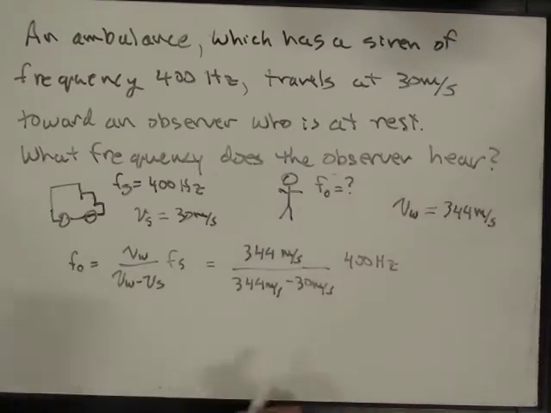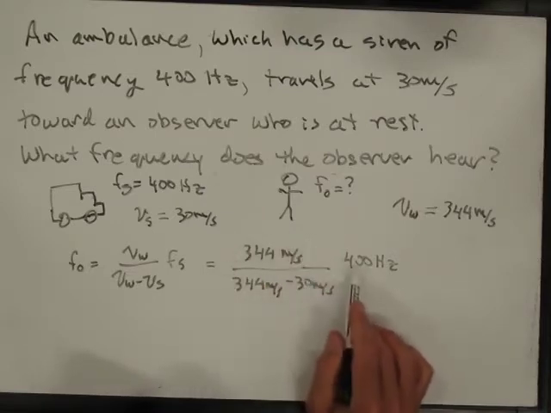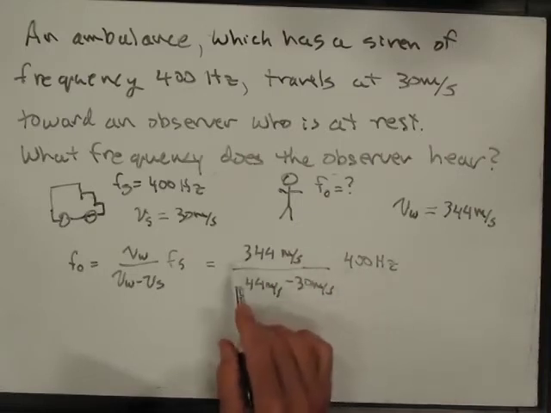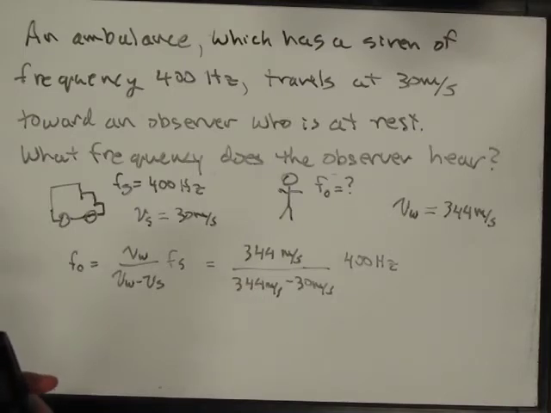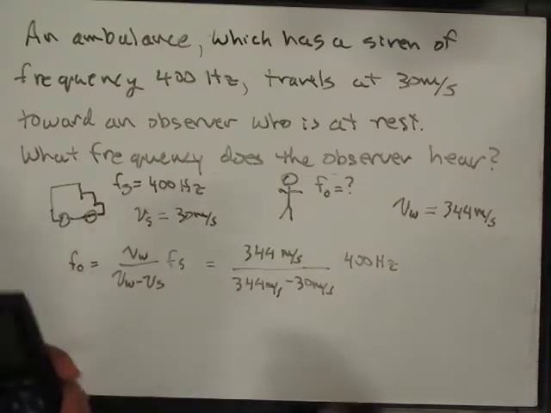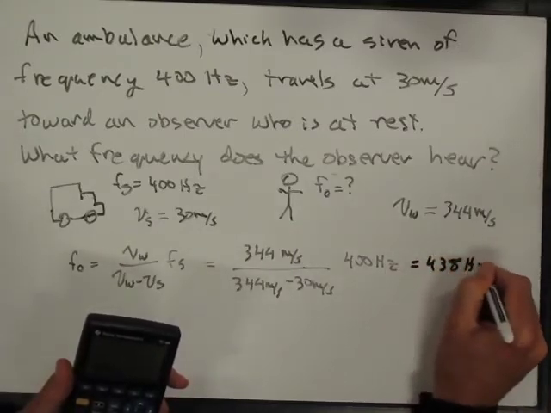So I can right away say that the formula looks good because this number is going to be a little bit greater than 1, which means I'm multiplying by a number that's a little bit greater than 1. And so it's going to increase the frequency, and that's what I expect it to do. And so it's 344 divided by 314 times 400. And I get about 438 hertz.